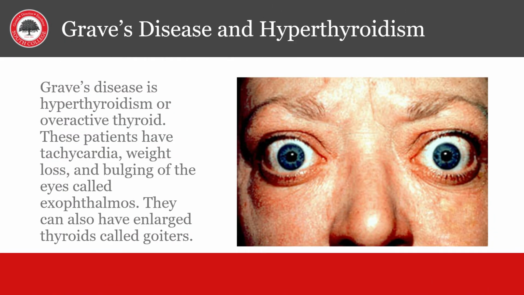Graves' disease is hyperthyroidism or overactive thyroid. A patient like this would have a rapid heart rate called tachycardia, weight loss, leg cramps, and bulging of the eyes, as seen here. This is called exophthalmos. Some may have enlarged thyroids, which are called goiters.